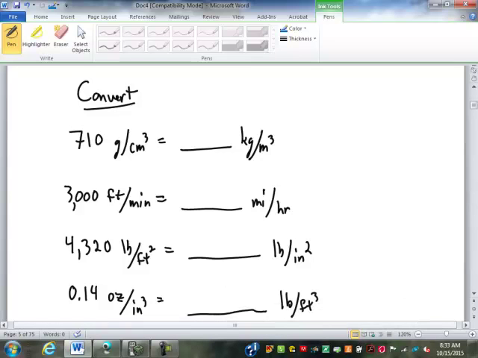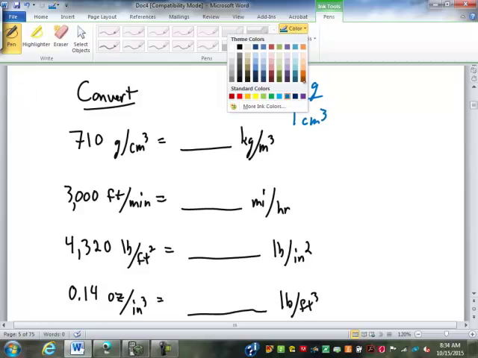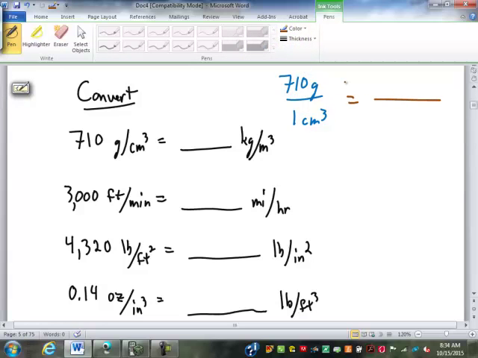Okay, so all of these are the compound units that we talked about last time. Here we've got 710 grams per cubic centimeter. Now in the metric system, of course, it's still 710 grams per 1 cubic centimeter. But when we were dealing with metric units, we converted each unit separately. So we have to take grams into kilograms and cubic centimeters, or centimeters cubed, into meters cubed.